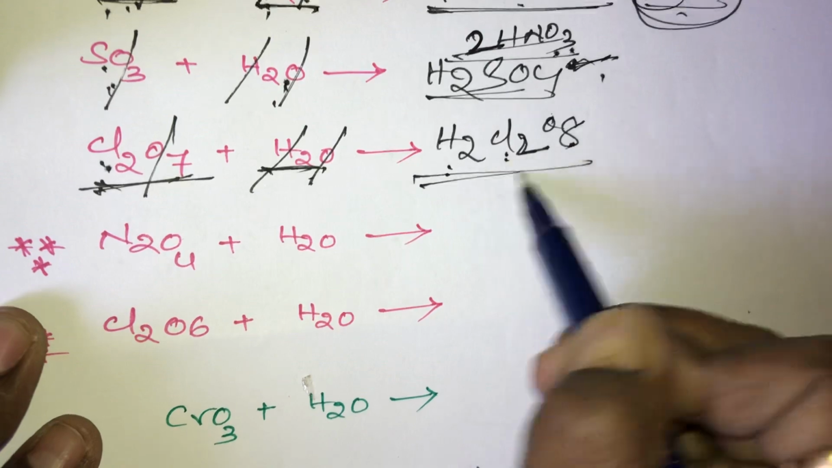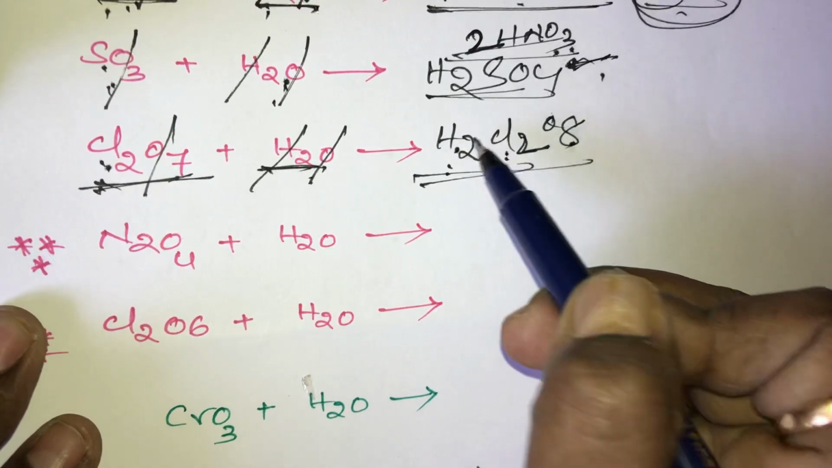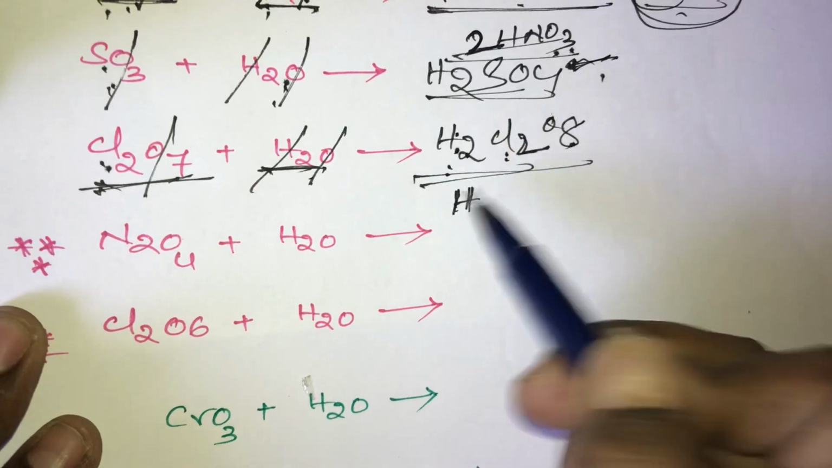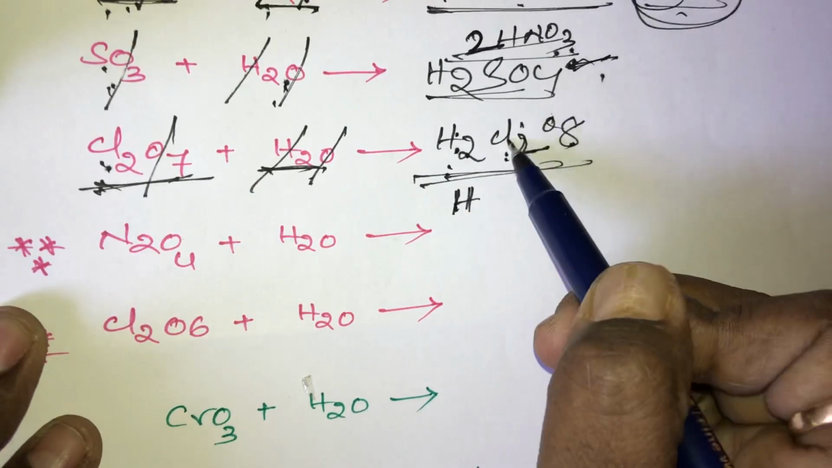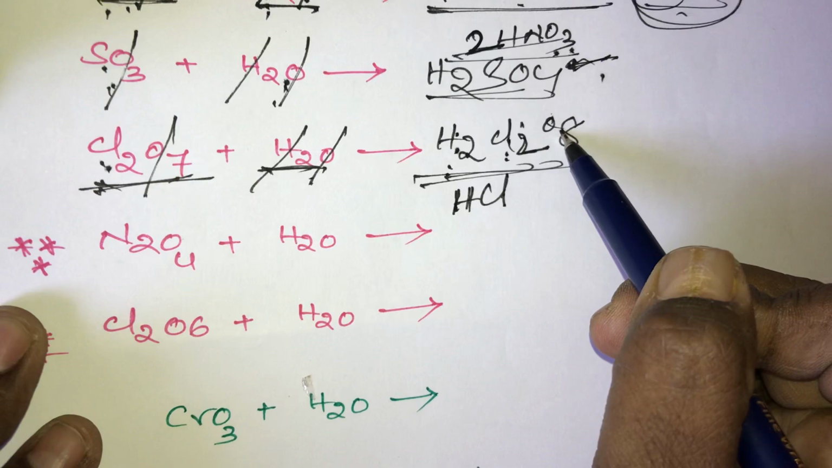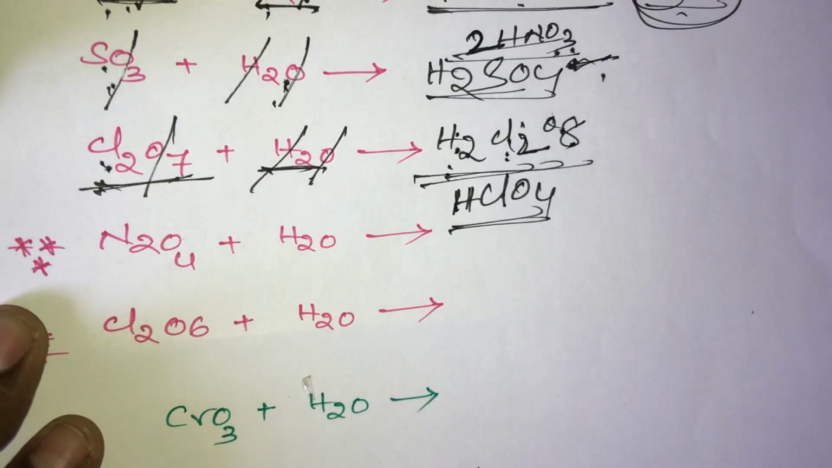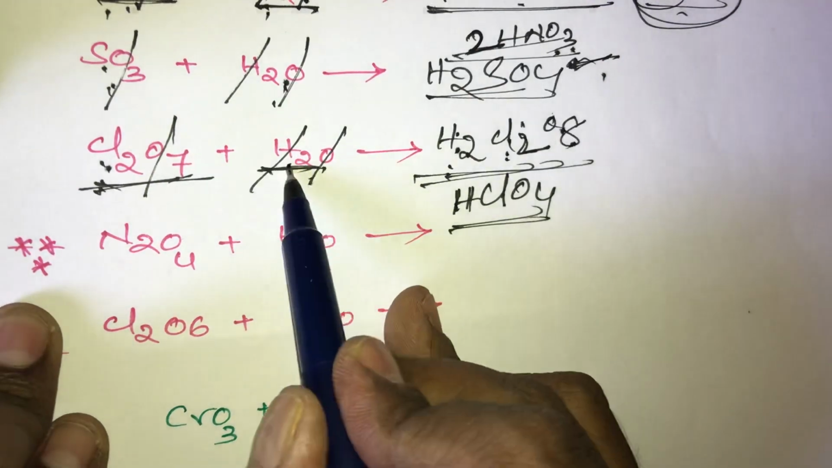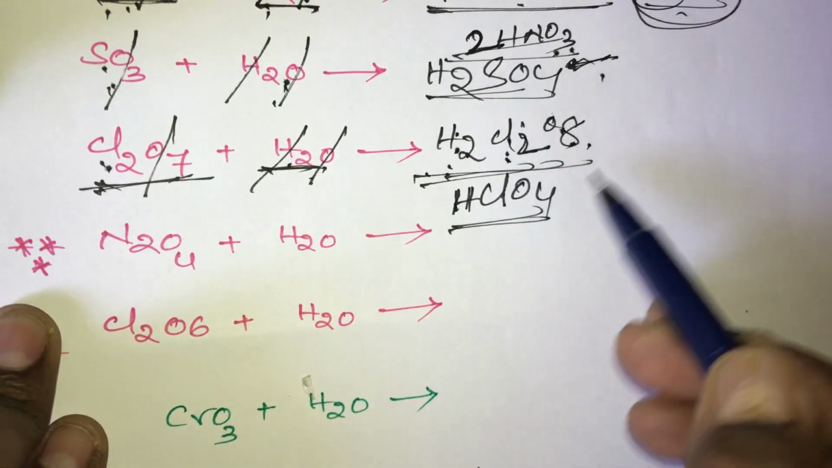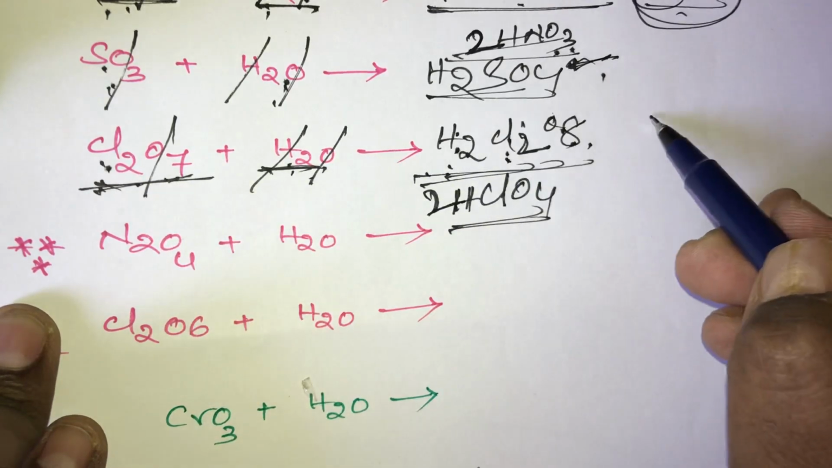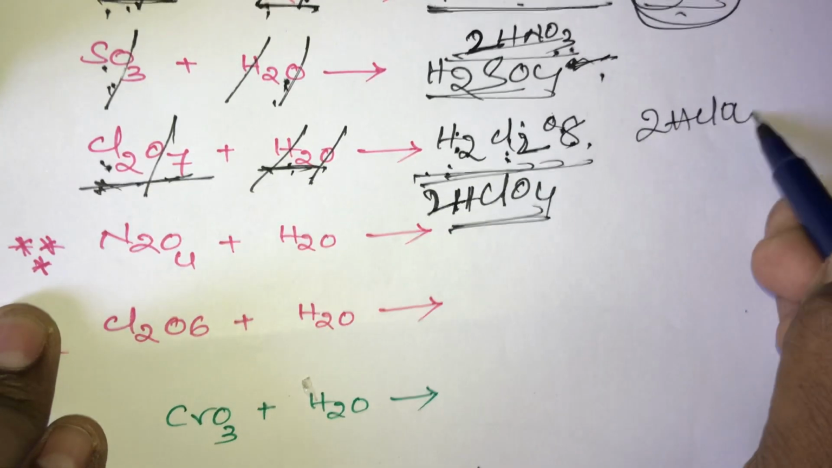H2Cl2O8, write the average here. Here 2 hydrogens are there, so the average is 1 hydrogen, H. Here 2 chlorines are there, Cl, and 8 oxygens, O4. So the average reaction is HClO4. Cl2O7 dissolves in water to form H2Cl2O8. We can write 2 moles of HClO4. Cl2O7 dissolves in water to form 2 moles of perchloric acid.